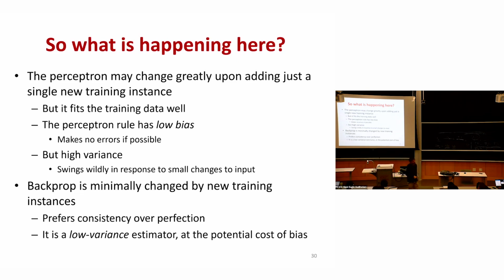Whereas the gradient descent approach is not zero bias. I can move one point around and it's not going to move very much, and it will make mistakes very often. But it's not going to be sensitive to outliers and noise. And so backprop or gradient descent prefers consistency over perfection. It is low variance, and this is something that we actually like.